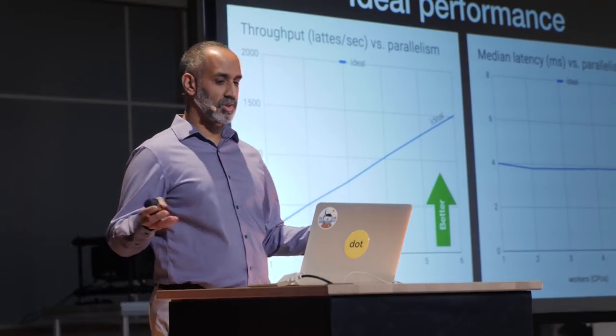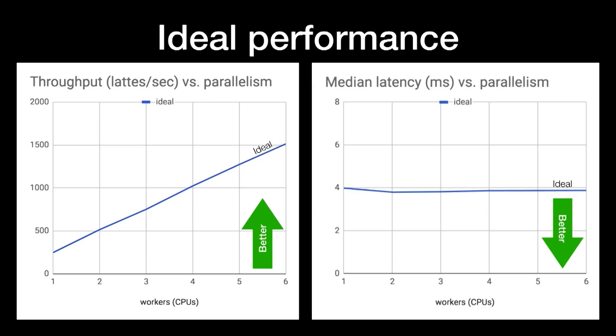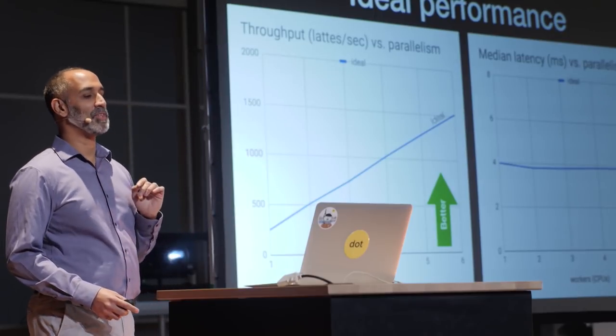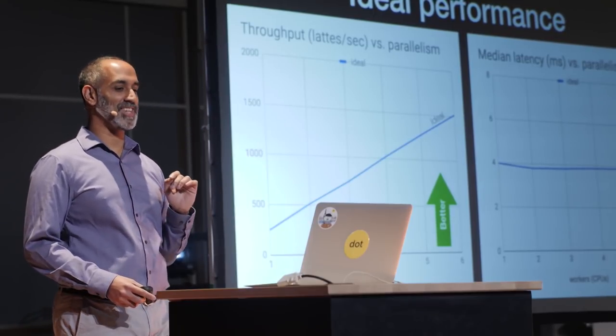These two charts show the performance of our coffee shop as we vary the number of CPUs from 1 to 6. In the ideal implementation, we can prepare as many lattes in parallel as our CPUs can handle. So with one CPU, we can prepare one latte in 4 milliseconds. Our throughput, or rather brewput, is 250 lattes per second. This is the starting point on the left-hand chart. Throughput scales linearly with more CPUs, so with 6 CPUs, we get 1,500 lattes per second.